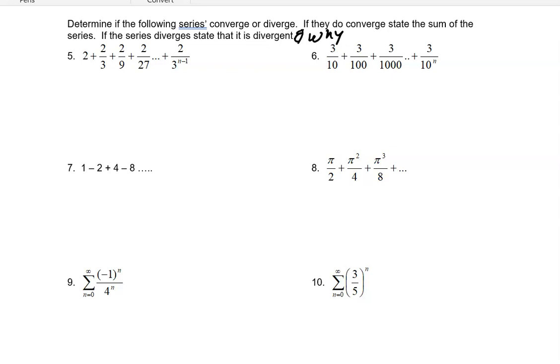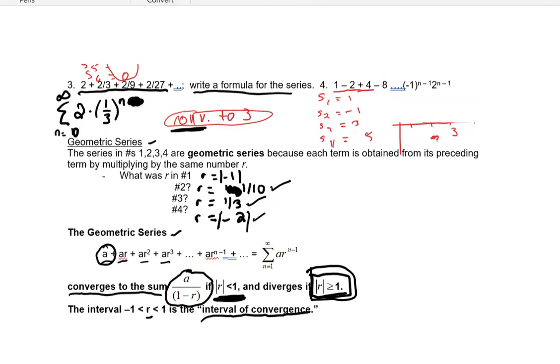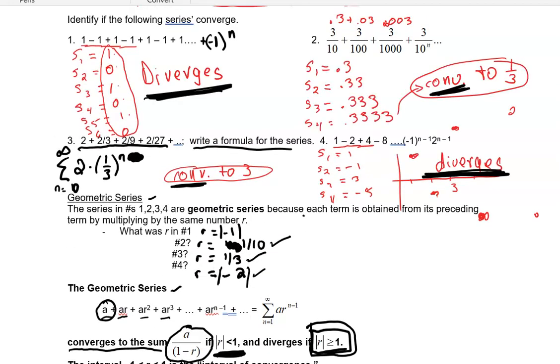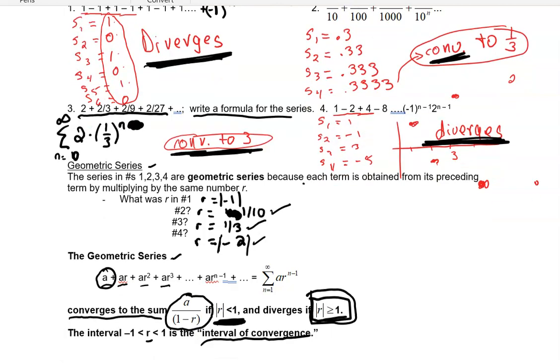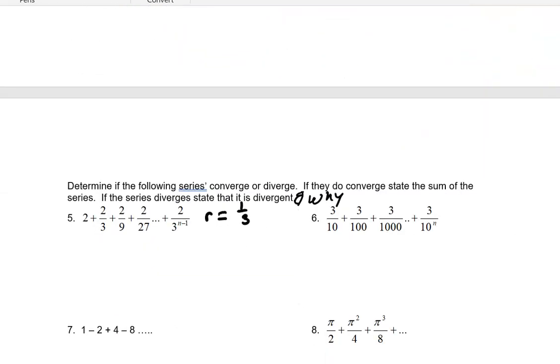Okay, so for this series, if we look at this, we're going from 2 to 2/3 to 2/9 to 2/27. What we would want to identify is what is our common ratio. What we're multiplying by repeatedly is 1/3. This actually is problem up here, number 3. We've already done this. This should converge to a sum of 3 because we actually wrote all those partial sums out and we were able to see that they were adding all up to be 3.